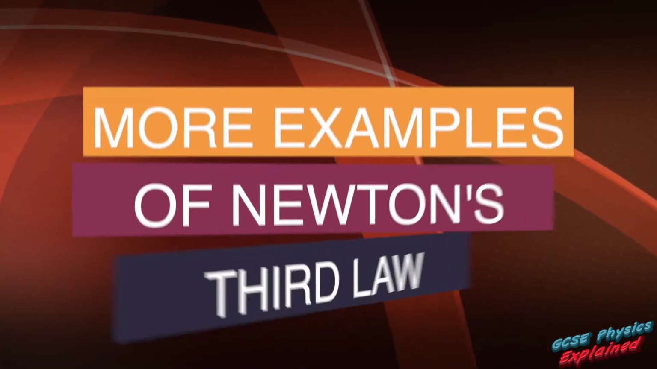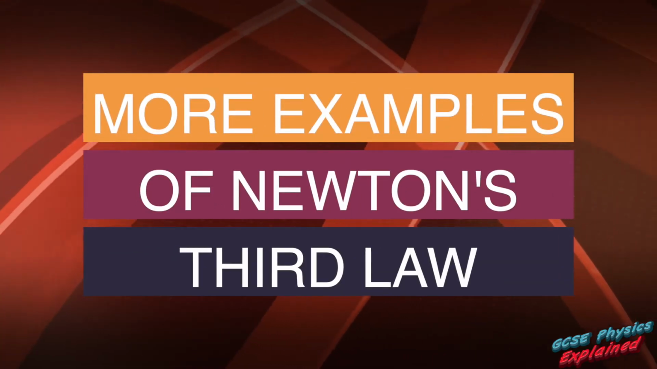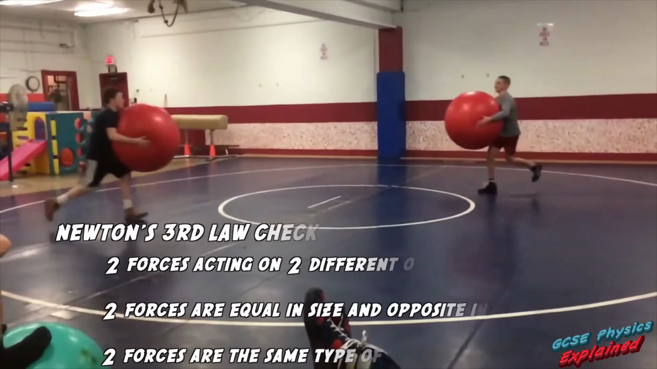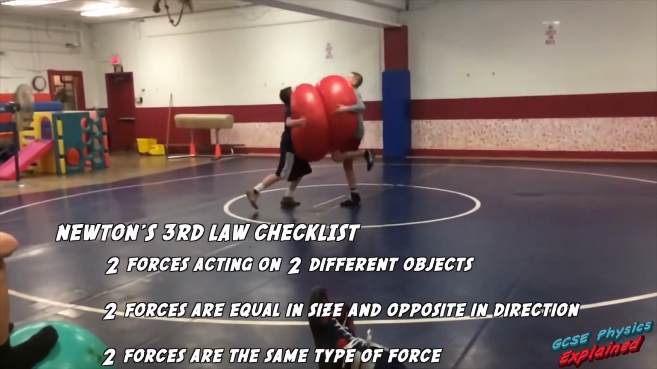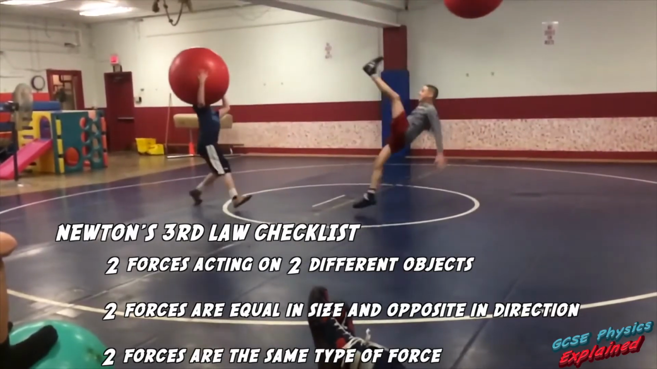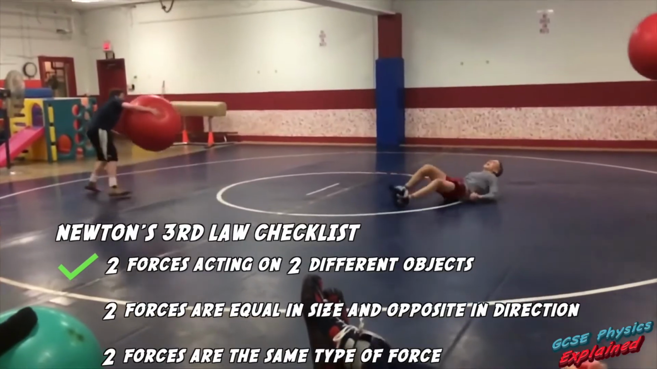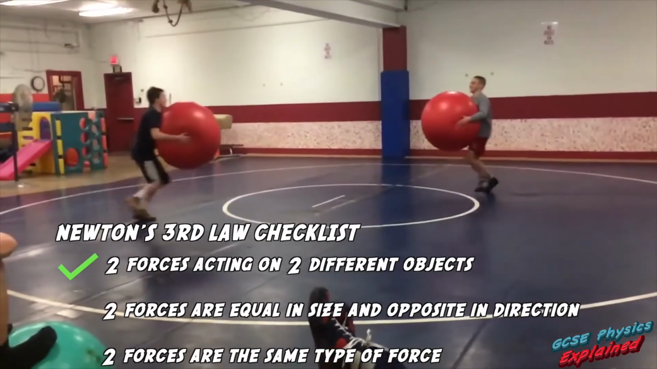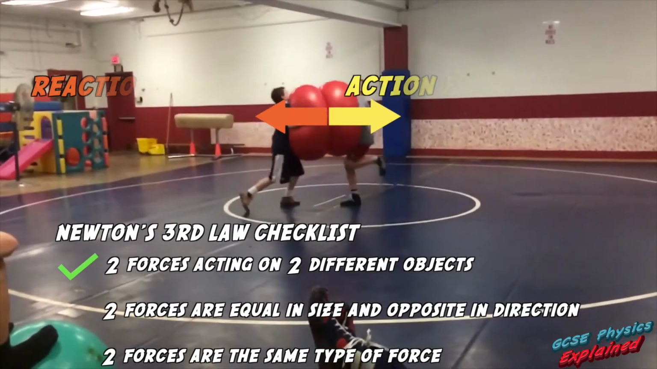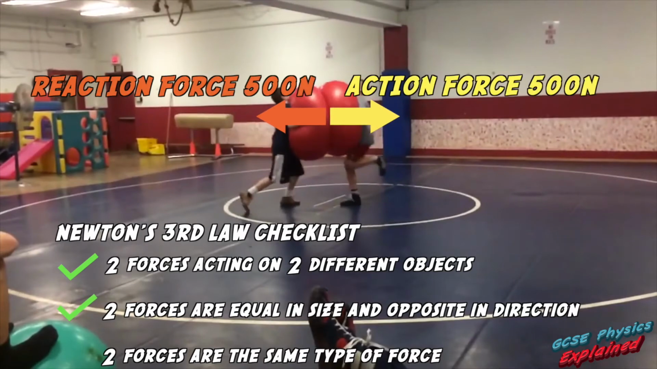Here's some more examples of Newton's third law to help this sink in. In this example, two objects, ball 1 and ball 2, both have a force exerted on them when they are pressed together. The forces are equal in size but opposite in direction. Both forces are contact forces, so this is Newton's third law.